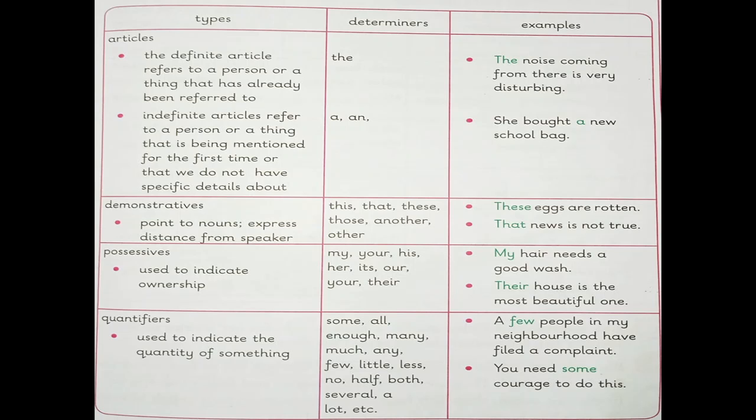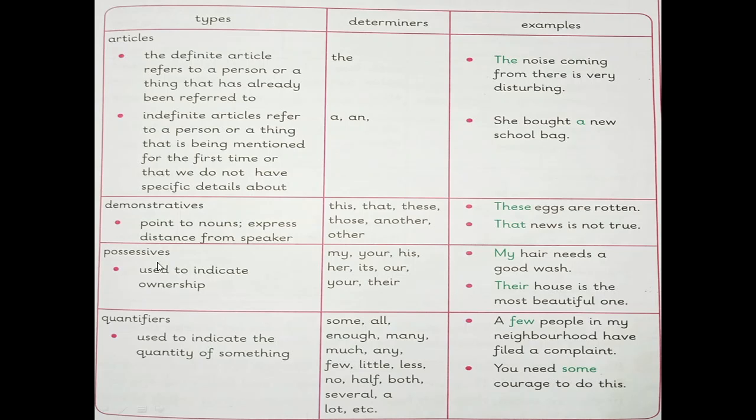For example, these eggs are rotten. When we say these eggs are rotten, we actually mean that the eggs are closer to the speaker, somewhat close. That is why we are using these. Now suppose I say that that news is not true, this particular word tells us that the news is something far, or was listened to or talked about a time back, students. So it tells about a distance from the speaker.